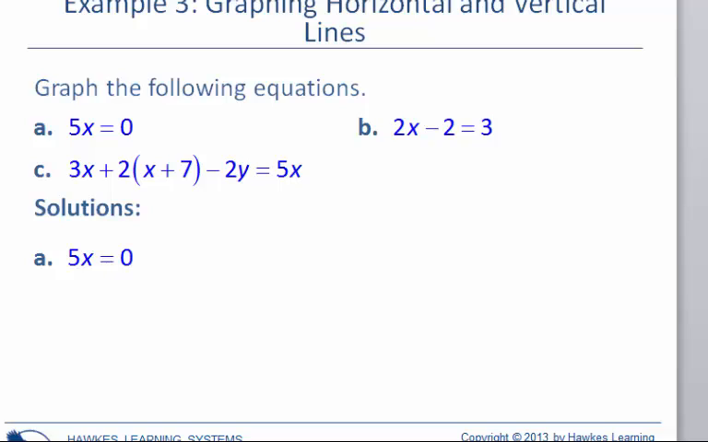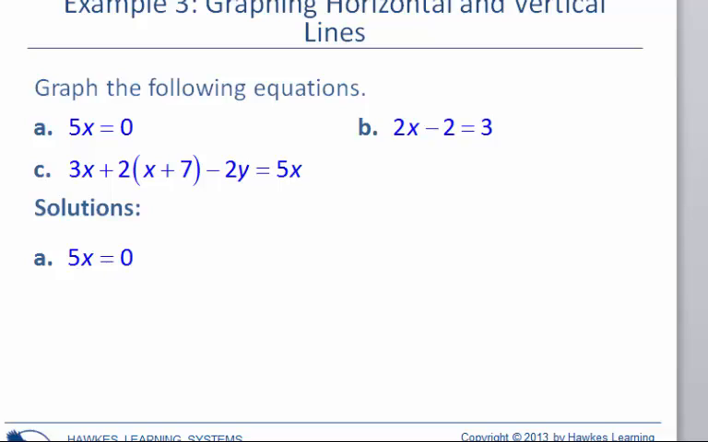We're now going to look at a special case for graphing lines, specifically those that are either horizontal or vertical. Equations of horizontal or vertical lines are missing one of the 2 variables. They're either missing the x or they're missing the y.